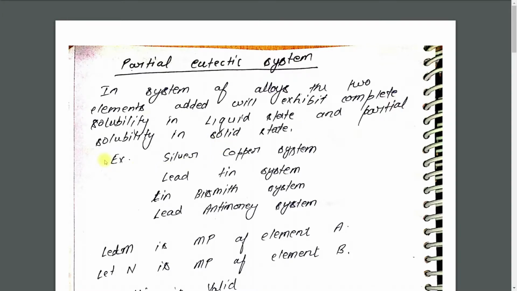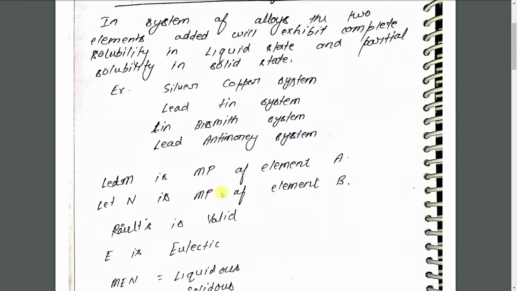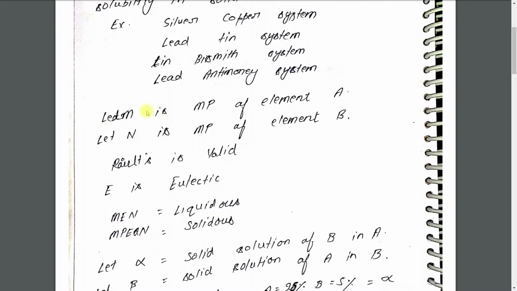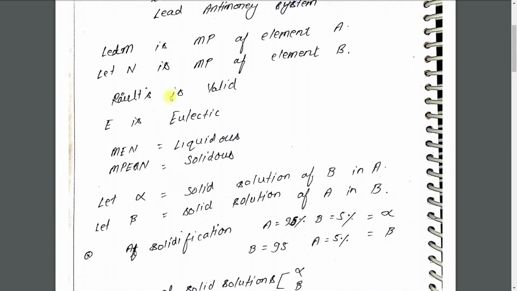Examples of partial eutectic systems are the silver-copper system, lead-tin system, tin-bismuth system, and lead-antimony system. Okay. Now let's discuss the significance of this topic.